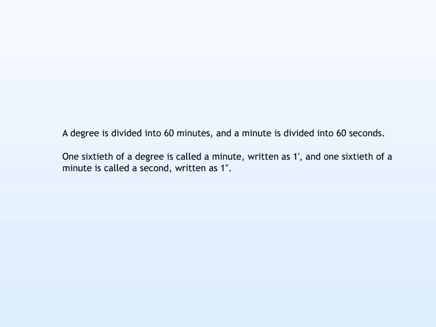A degree is divided into 60 minutes, and a minute is divided into 60 seconds. 1/60th of a degree is called a minute, which is written as 1 dash, and 1/60th of a minute is called a second, written as 1 double dash. Thus, 1 degree is equal to 60 minutes and 1 minute is equal to 60 seconds.